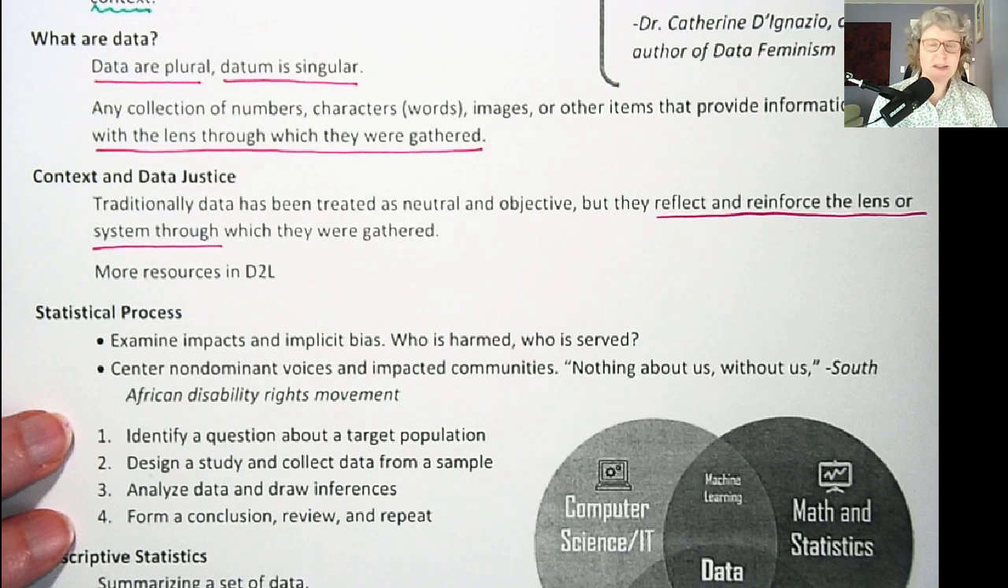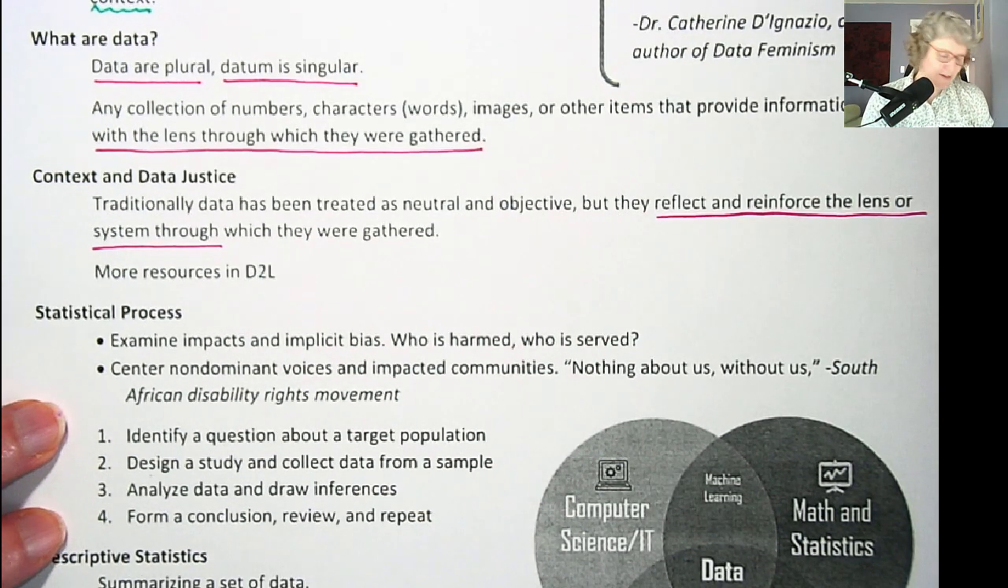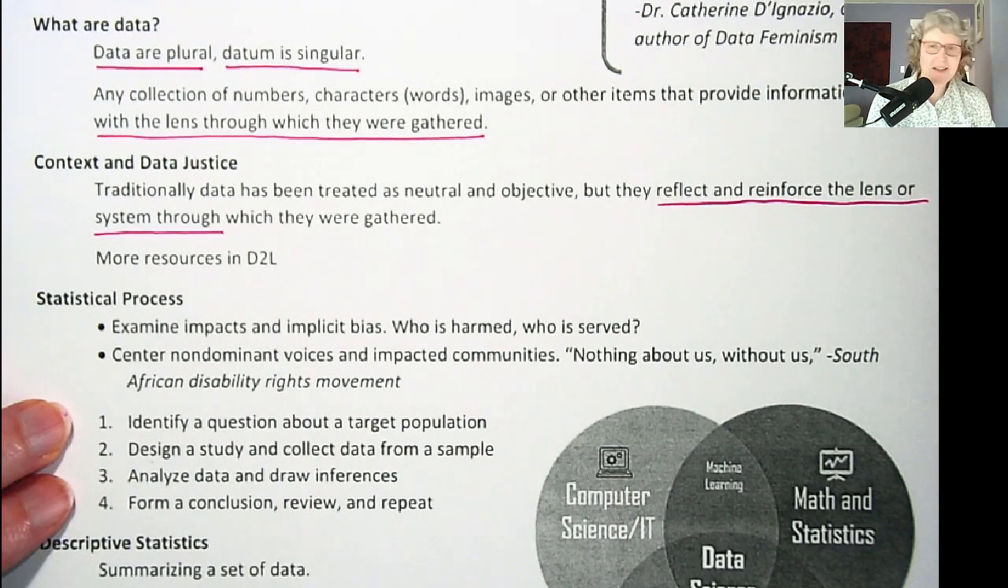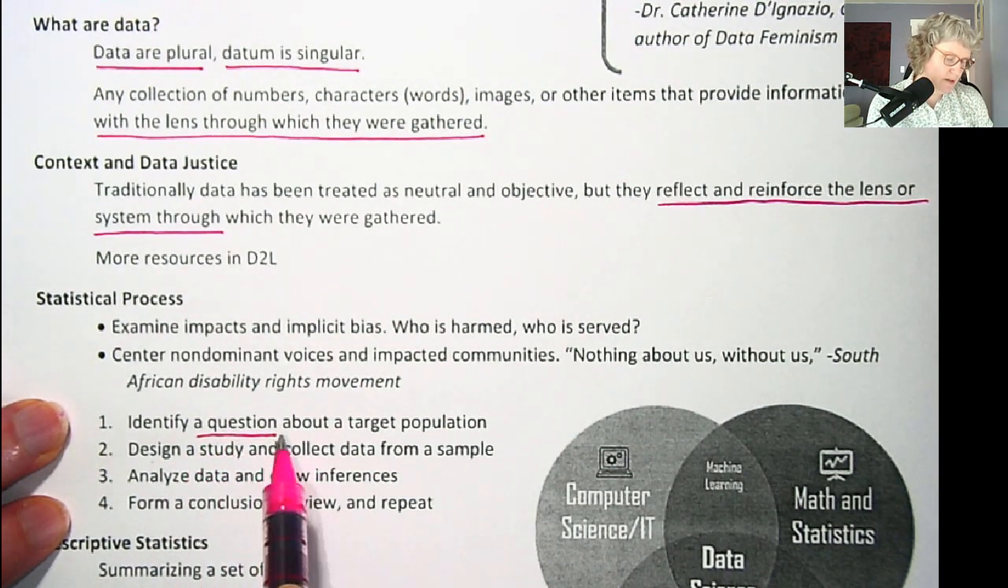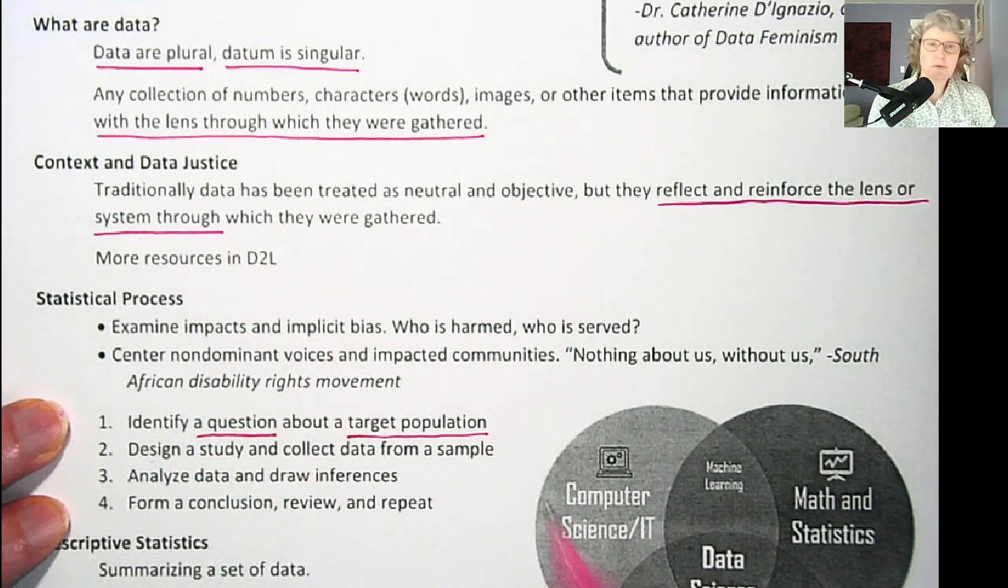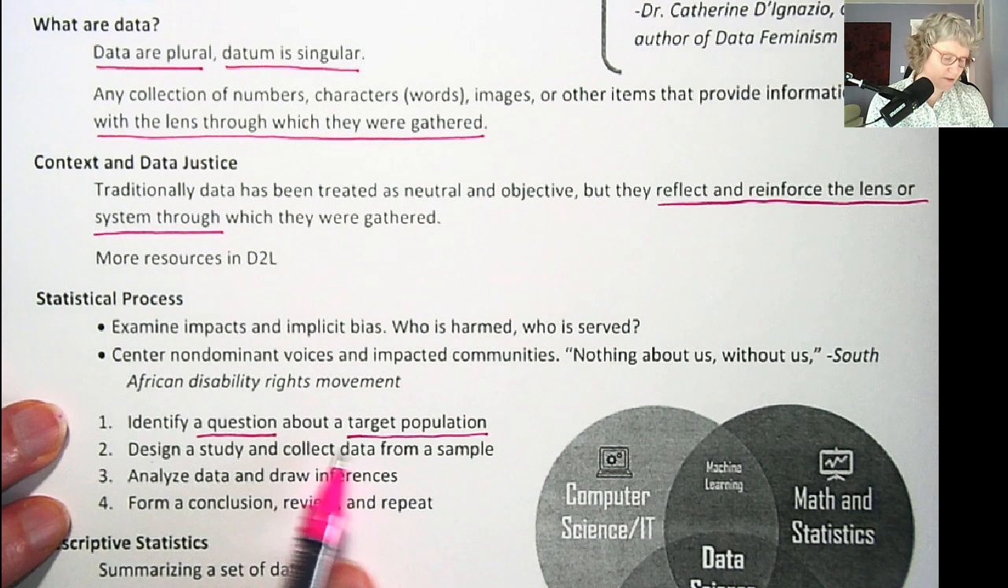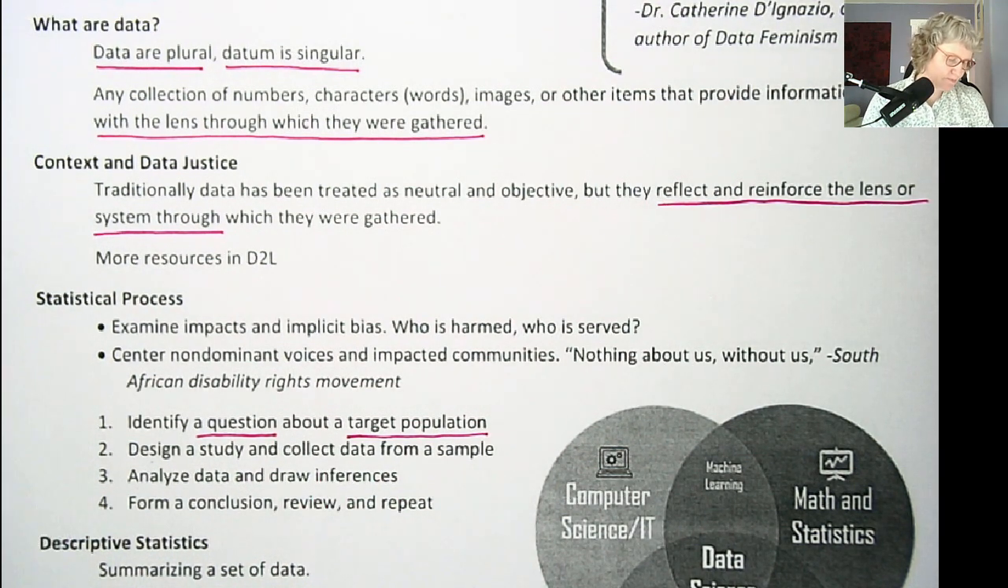And then there's 4 steps, but sometimes you see them as 6 steps. They can be defined in many different ways, but I've got them as 4 here. First, we're generally interested in some kind of question about some kind of group, right? We want to know something about somebody. So the question is what we're identifying, and the target population is the who that we're interested in.